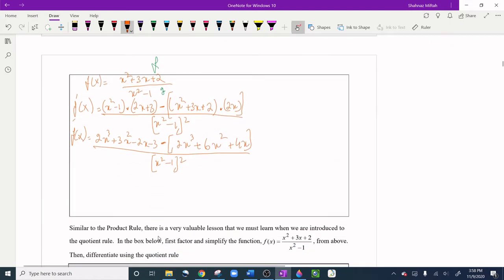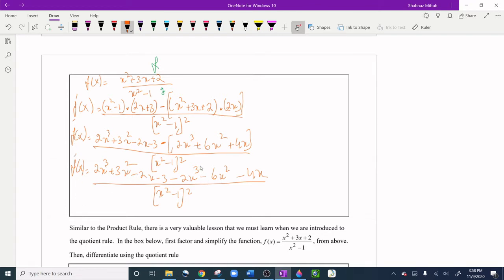Now I have to distribute this negative. F prime x equal, distribute the negative. 2x cubed plus 3x squared minus 2x minus 3 minus 2x cubed minus 6x squared minus 4x. And everything over x squared minus 1 whole squared. If this is a free response, you have to do step by step and show them everything. That's f prime, that's f prime.